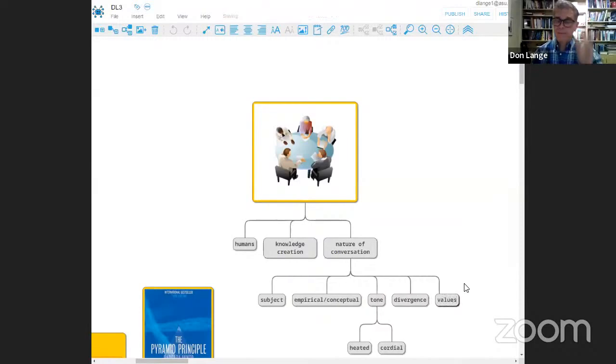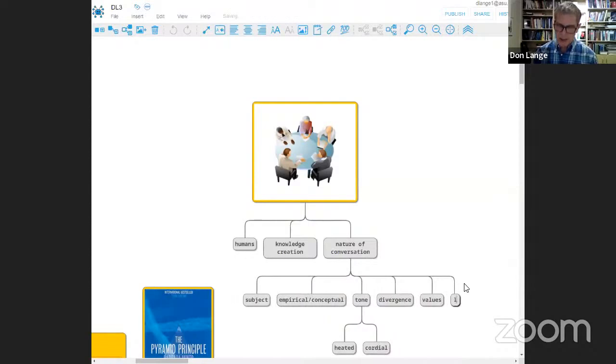And I guess we should also say that you could also understand what values are being expressed in the discussion, given that science and social science, by its very nature, is value laden, and the people in the discussion will be expressing different values.